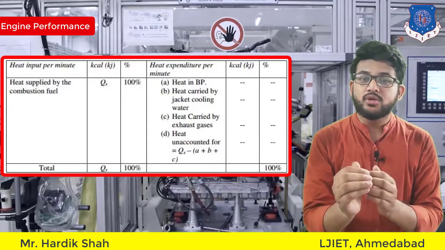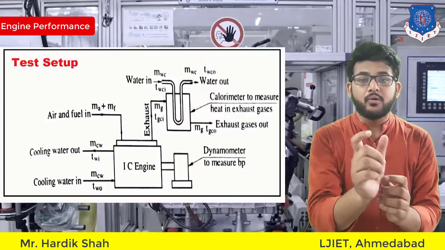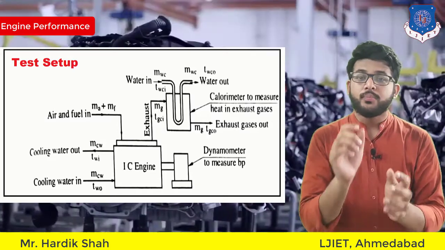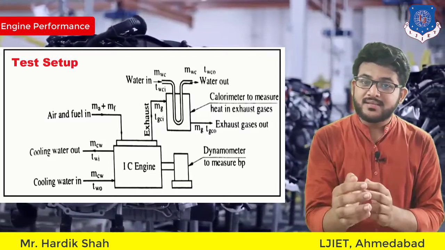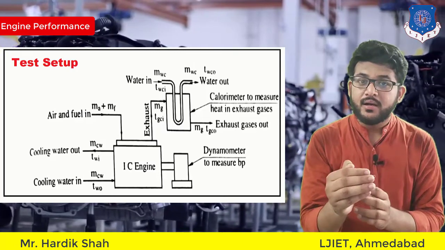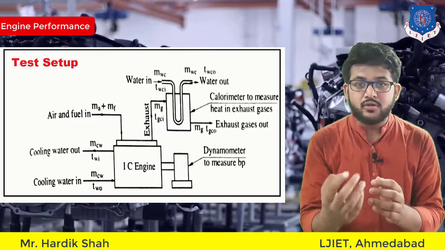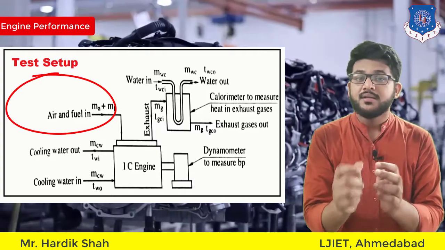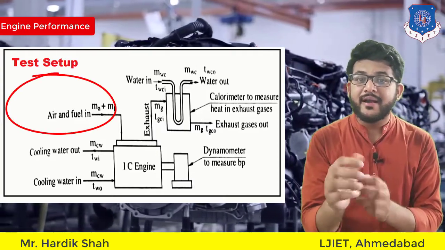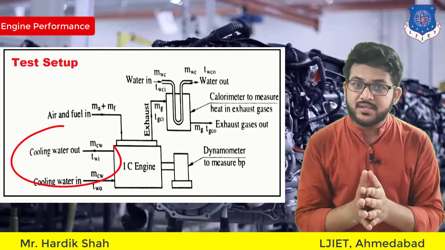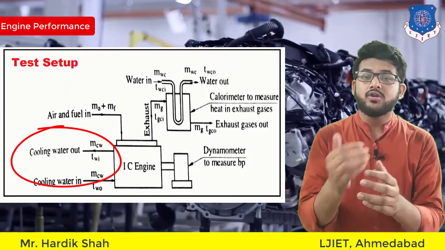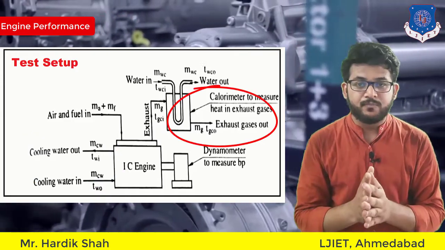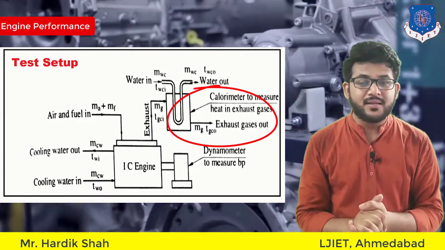The engine should be equipped with a suitable loading arrangement to measure the brake power of the engine. Provisions are made to measure the amount of air coming inside, so you can say the air intake. Thereafter the amount of fuel consumption, and the temperature of cooling water at inlet and outlet. We also measure the temperature of the exhaust going outside the engine. So these are the main testing methods that we will use.